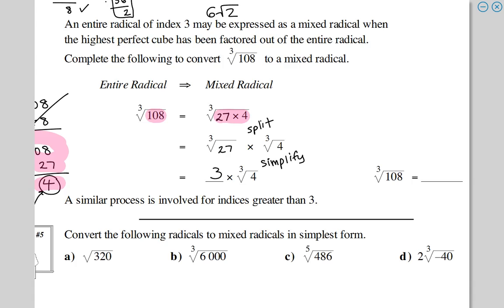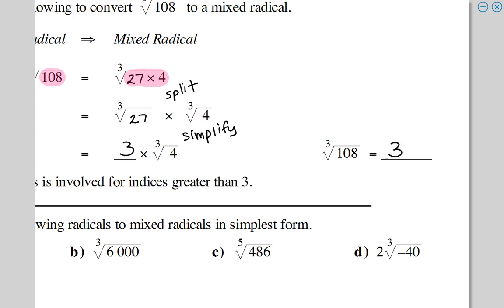How do we write this properly? 3, normal sized, little 3, and then 4, normal sized. Please be diligent with your printing, especially on the written response. Write your indexes in, write them small. Make sure you know the difference between a coefficient, an index, and a radicand.